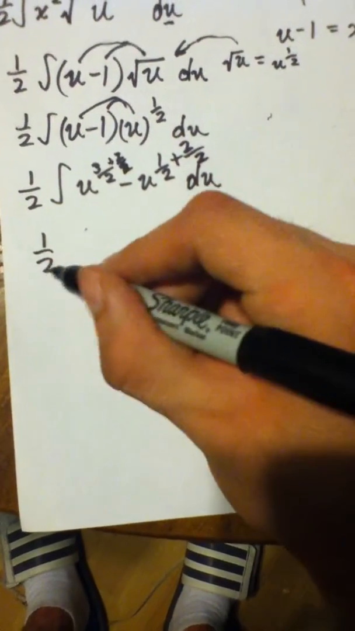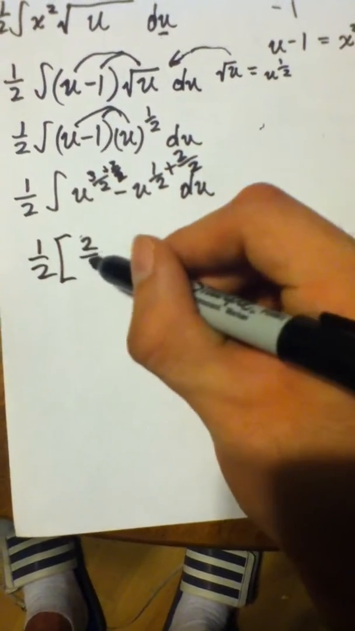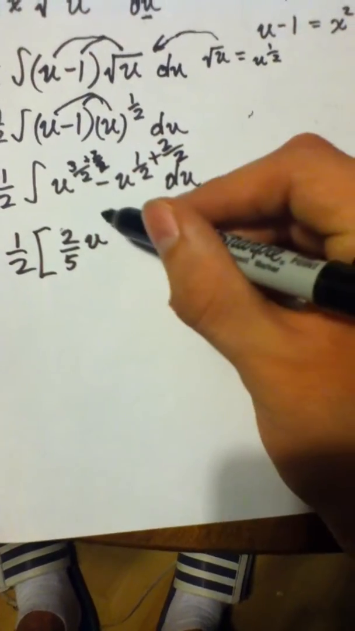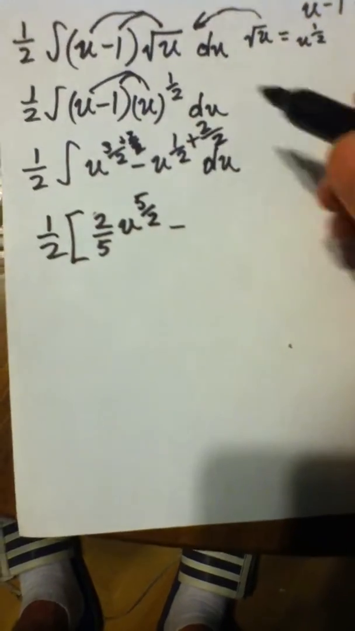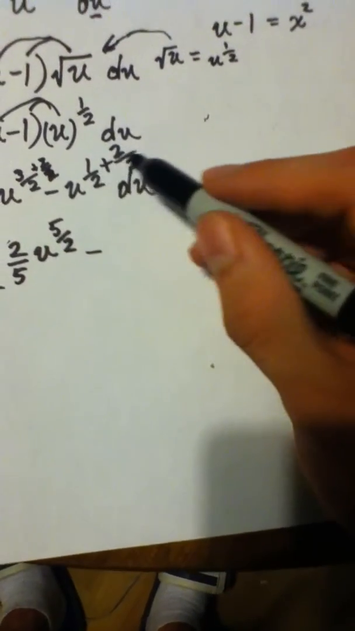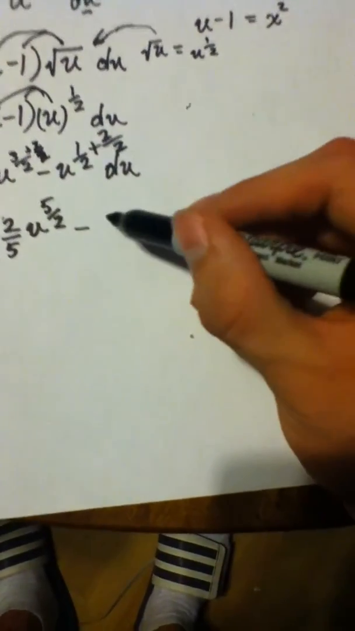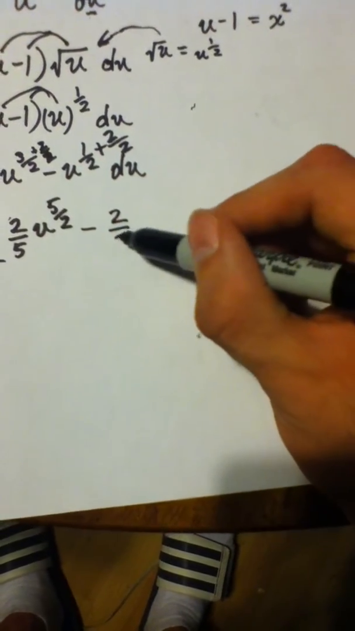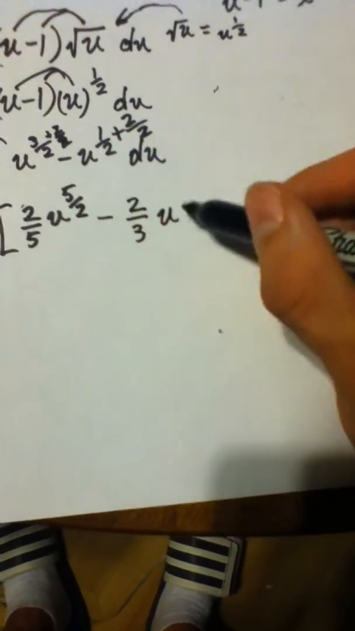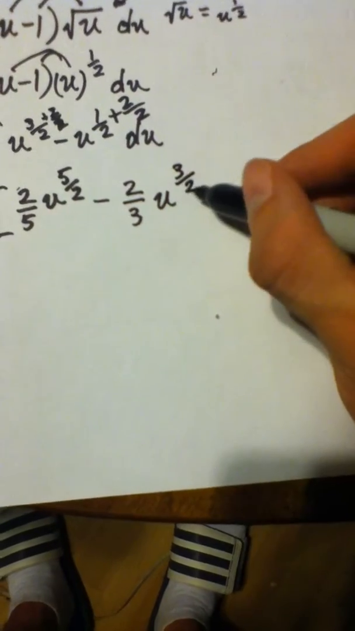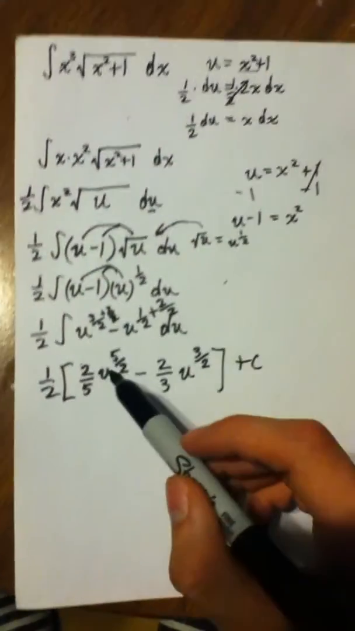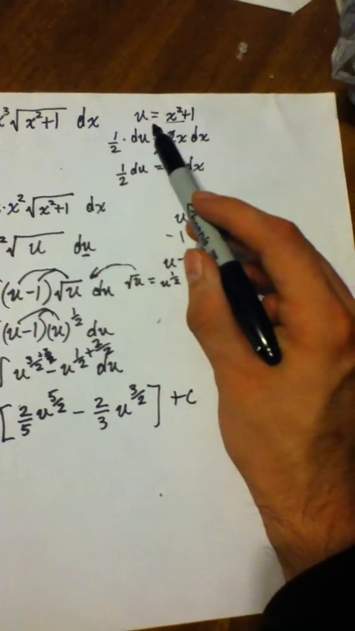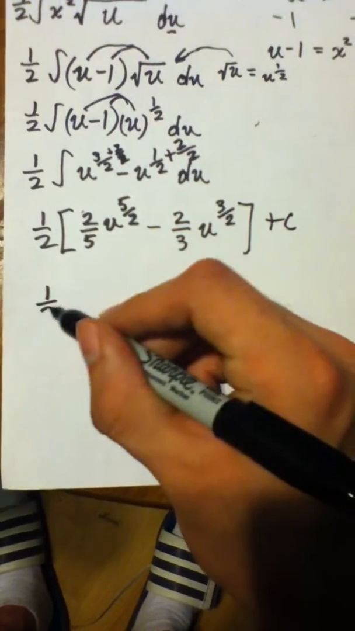So you have 2/5 u to the 5/2, and then minus, when you add this, you get 3/2, but again, you flip that, so 2/3 u to the 3/2, and so that plus c. So now we have, in terms of u, our u we said was x squared plus 1. So now I'm just going to write it in terms of that.